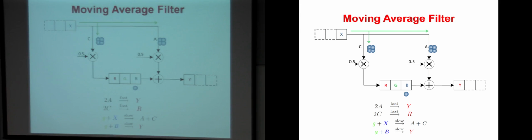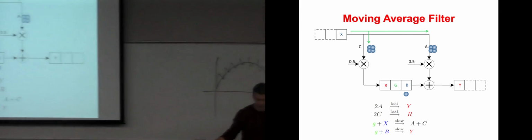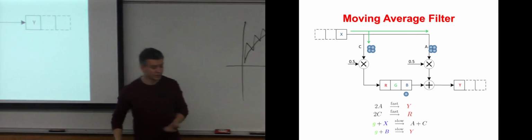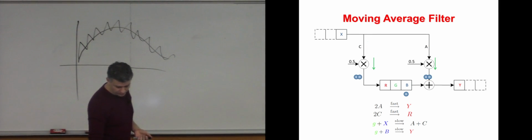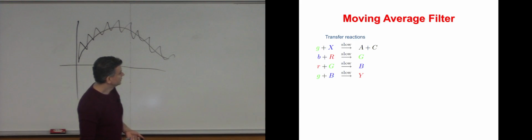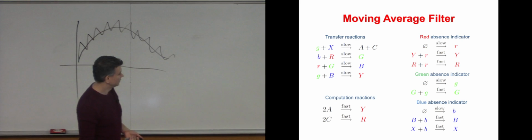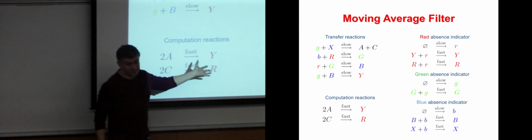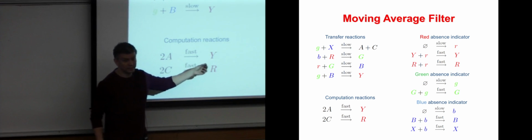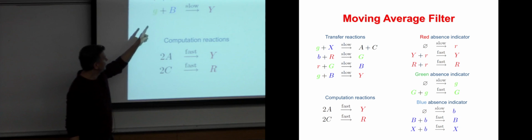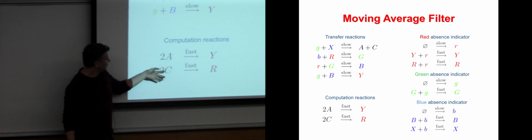Okay. How about, let's stop here since it's time. But I'll post the slides, take a look at it, because, let me just show you the full set of reactions. Next slide. So this is the full set of reactions. Here we go. The full set of reactions to achieve the moving average filter is simply going to be a bunch of absence indicators that produce the lowercase types only in the absence of the capital color-coded types. And then the reactions that take X to A and C, R to G, G to B, B to Y. And the reactions that take 2 of A and 2 of C and produce Y and R.